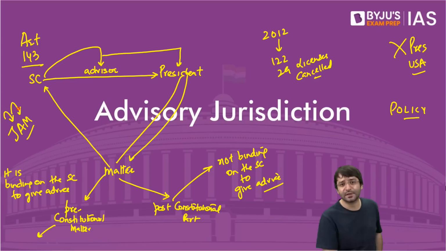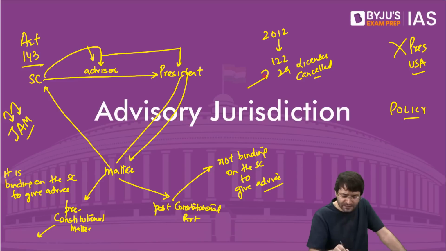That was the purpose. But when these 122 licenses were cancelled, the government asked the president, please use Article 143. Seek the advice of the Supreme Court. How should we sell these 122 2G licenses then? Because isn't this the policy decision? And the policy decision is that of the executive.